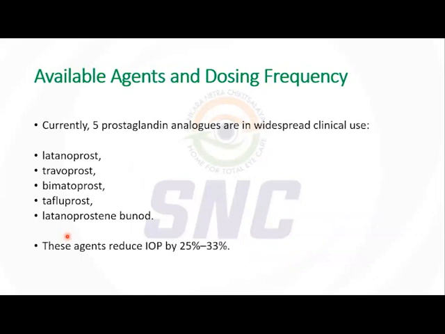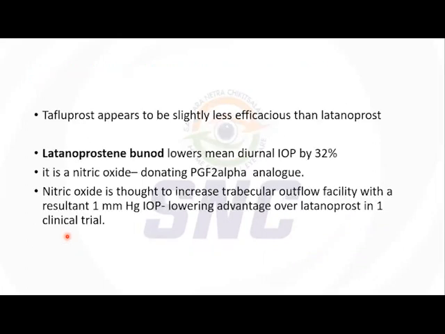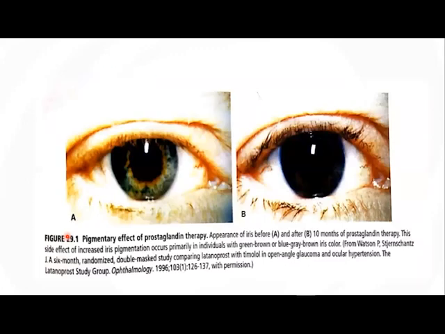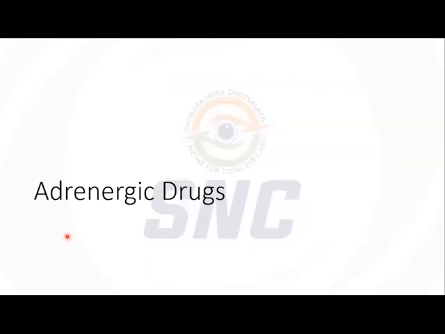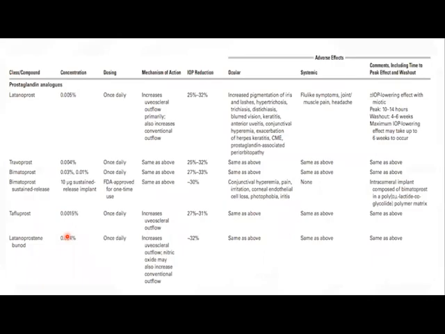Available agents and dosing frequency. Currently, 5 prostaglandin analogs are used: latanoprost, travoprost, bimatoprost, tafluprost, and latanoprostene bunod. These agents reduce IOP by 25% to 33%. One table is here. Here we can see prostaglandin analogs, concentration, dosing, mechanism of action, everything.